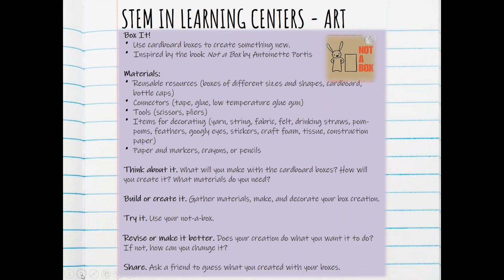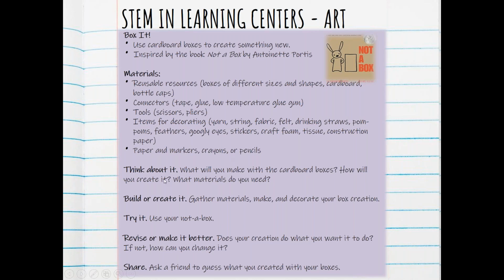So now we're going to look at STEM in art. The activity that we wanted to share with you is called Box It. You're going to use cardboard boxes to create something new. It's inspired by the book Not a Box by Antoinette Portis. The materials that you would use could be reusable resources like boxes of different sizes and shapes, cardboard, bottle caps, those connectors, tape, glue, scissors, and pliers would be some of the tools you could use, and several different items for decorating like yarn, string, pom-poms, feathers. And then of course the paper and markers, crayons, or pencils.